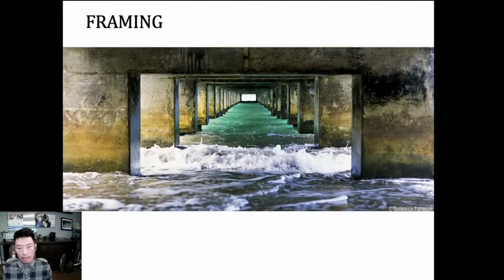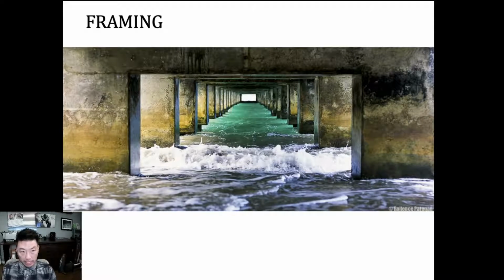Here's another example of framing. This is under the pier in Kauai at Hanalei Pier. You have the foundations of this pier as the element that's framing in this particular image. It's repeated all throughout this image, so that's like a pattern as well, right? That's the second composition element. There's leading lines in here, that's the third one. There's rule of thirds, because the end of the sort of tunnel here is on the top third, okay?